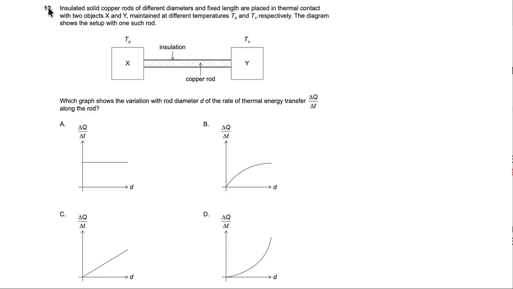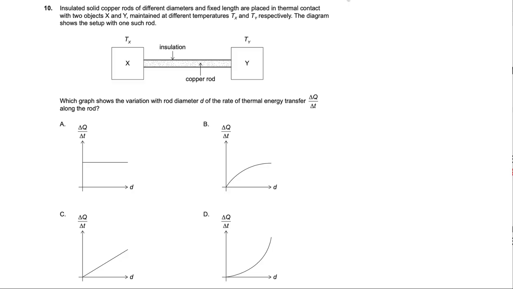Okay, so we've got solid copper rods of different diameters. And we're interested in delta Q over delta T if we change the diameter. So the relationship of the rate of thermal energy transfer to the diameter of the rod itself. So to do this, let's get our equation up.